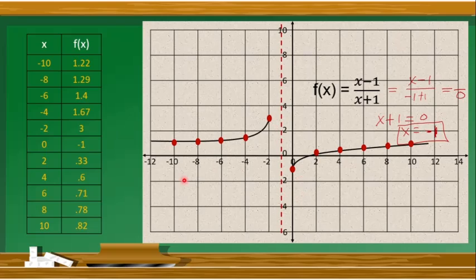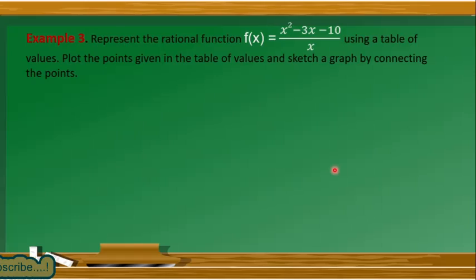Okay, now this is a barrier for this curve. Okay, next. The third example.